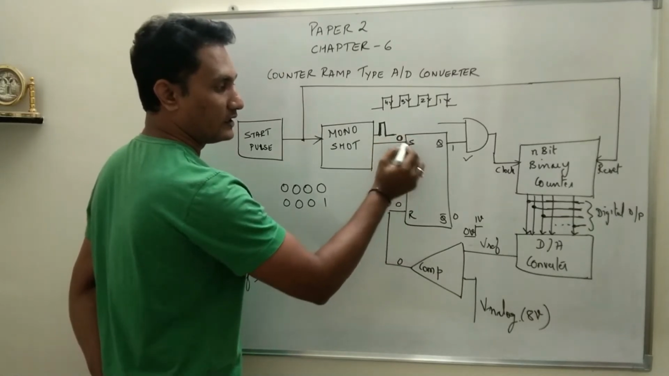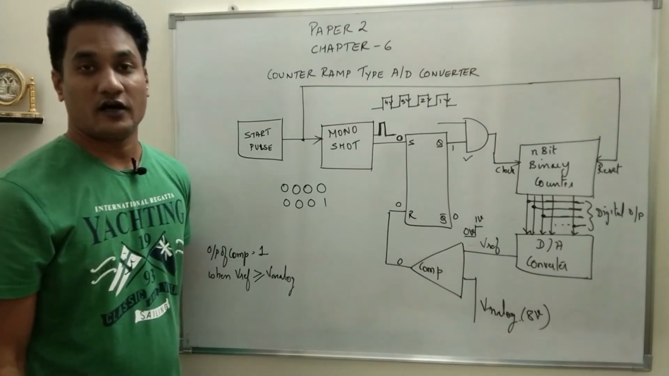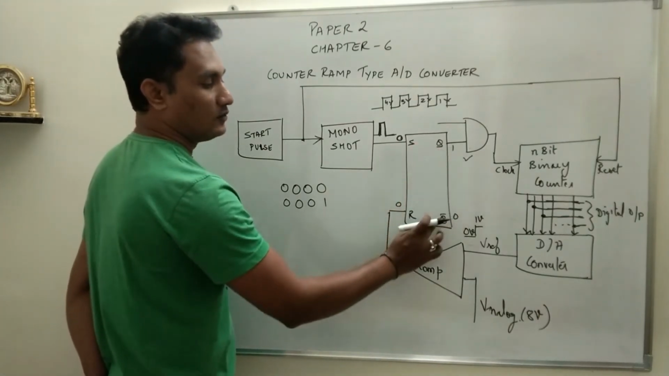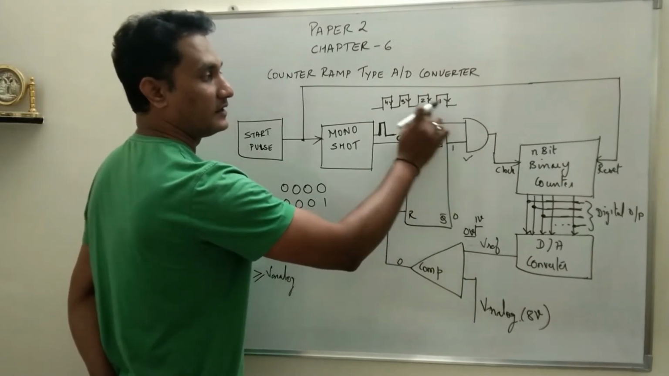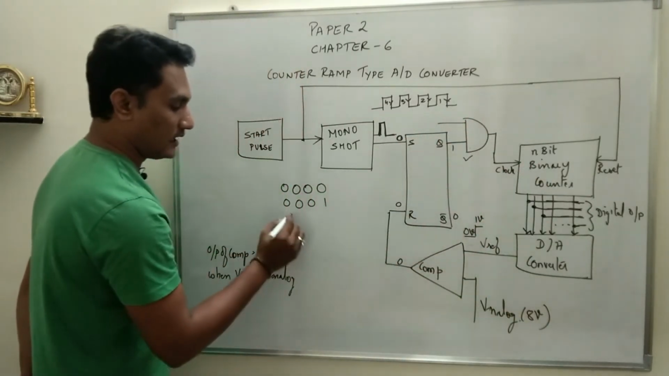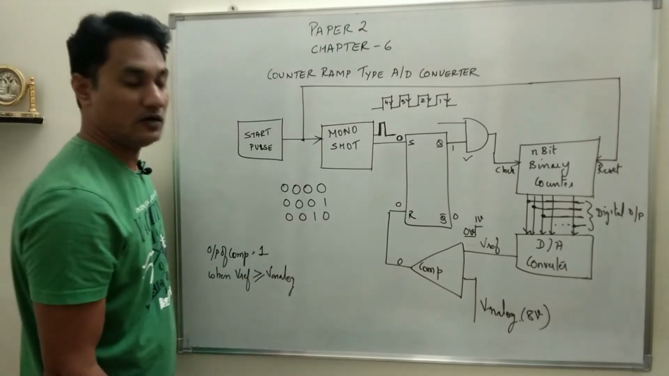So now at this point S is 0, R is 0, and when both the inputs are 0 for a flip-flop, the output does not change. That means Q will still be 1, Q bar will still be 0, the AND gate is still enabled, and clock pulses will reach the n bit binary counter. The counter will count the incoming clock pulses. So the next count will be 0 0 1 0.